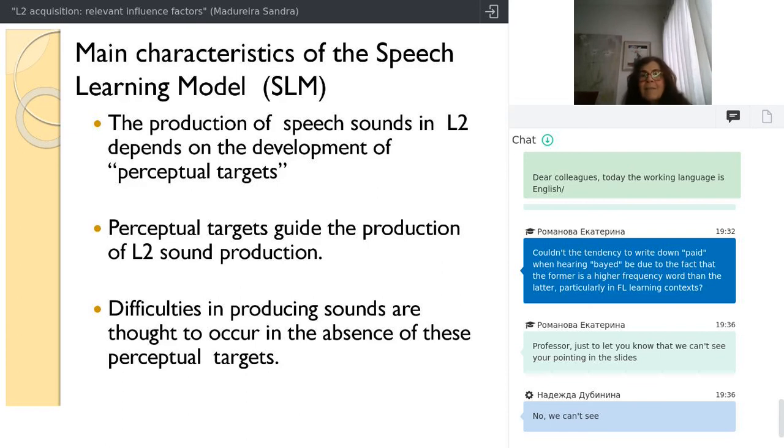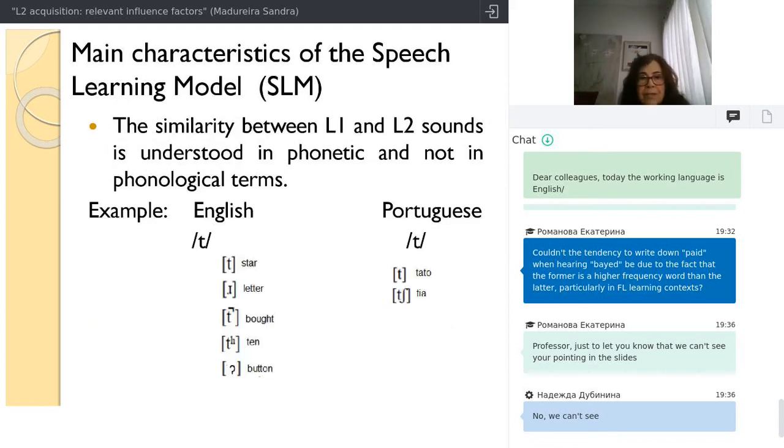So what are the main characteristics of this model, right? The production of speech sounds in L2 depends on the development of perceptual targets. And perceptual targets guide the production of L2 sounds, okay? And difficulties in producing sounds are thought to occur in the absence of these perceptual targets. You see that the model gives much importance to the fact that we do have this perception, right? Awareness, and that's perceptual awareness.